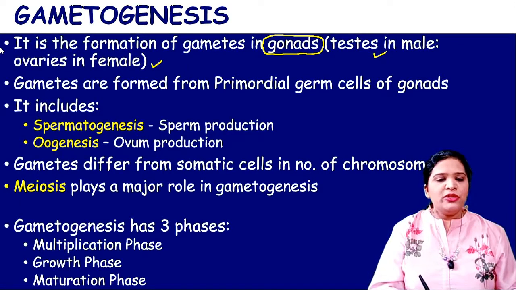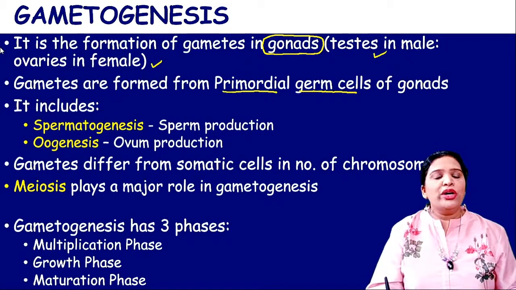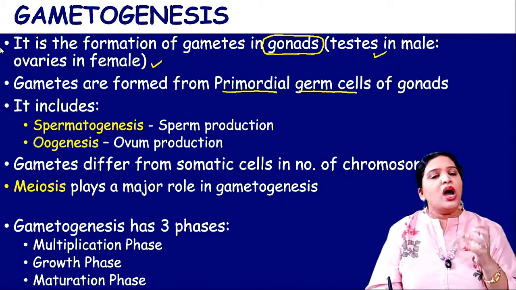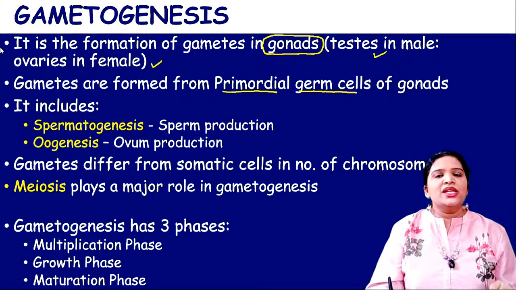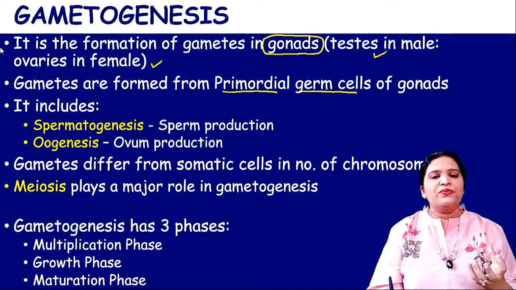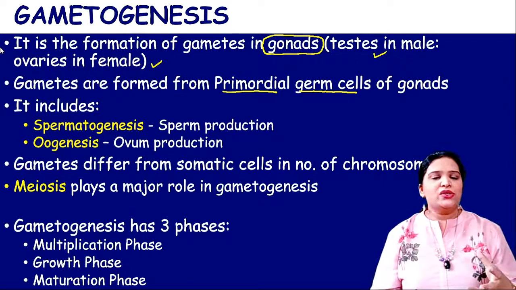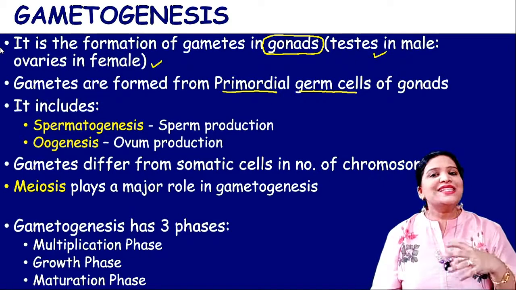Gametes are formed from primordial germ cells of gonads. This is important, guys. What are primordial germ cells? How do they form in the gonads? See, when the baby is developing in the womb of the mother, the cells get separated during the earlier stages of development. The germ cells get separated.